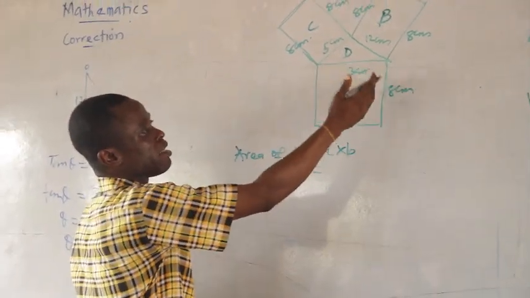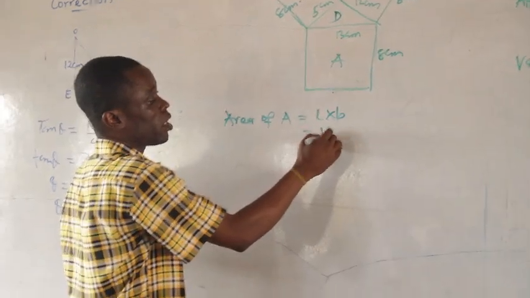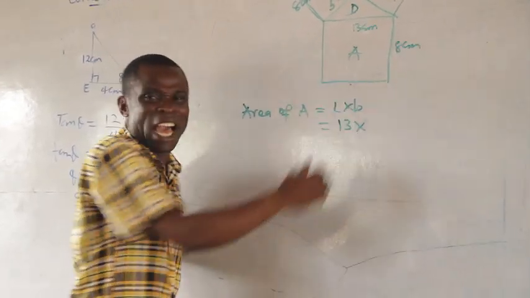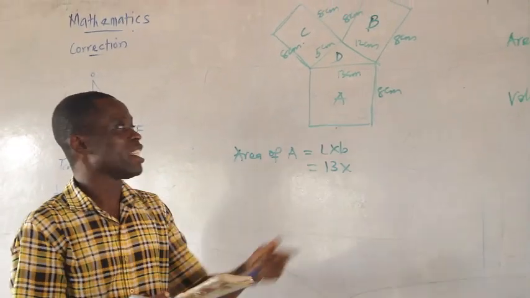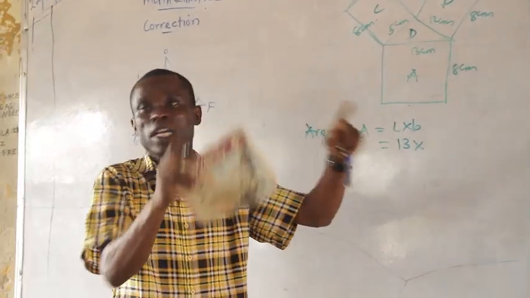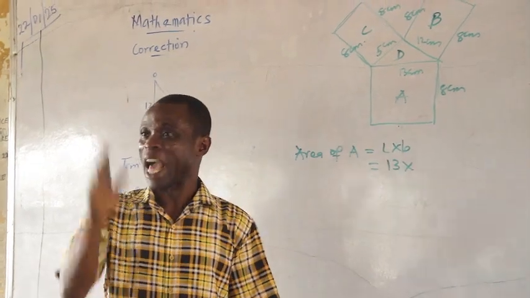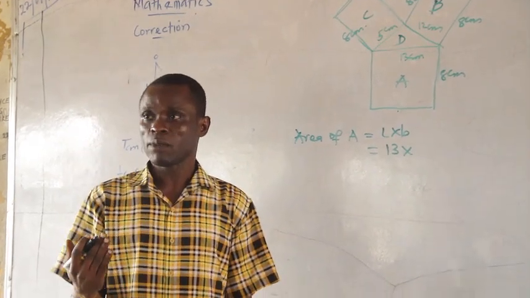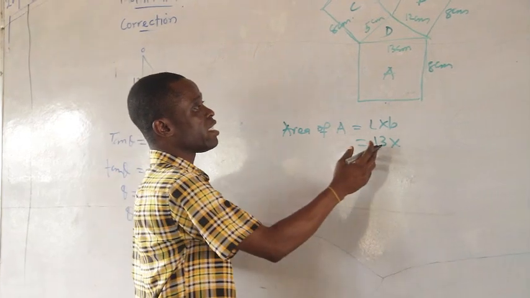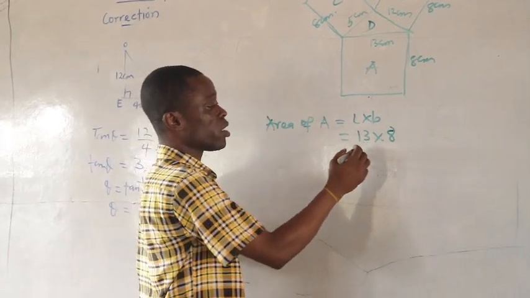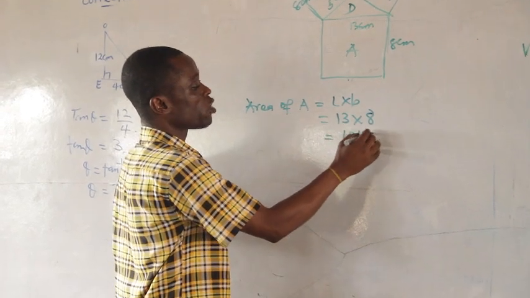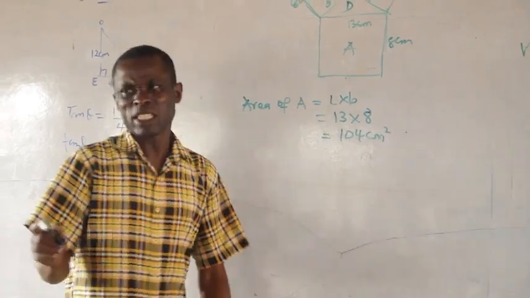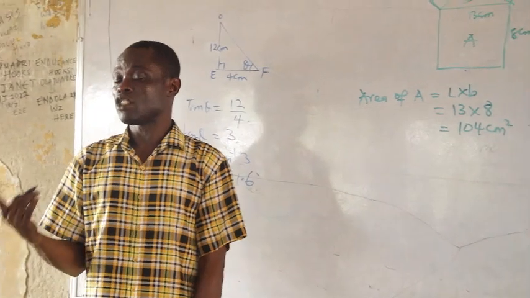But length here, I can say length is 13. And breadth is the height. Please listen. Look at this thing. This is a rectangle. By the time you bring all these rectangles together, this 8 will now become the height of that prism. Are you with me now? So 13 times 8 is what? What is 13 times 8? 104 centimeter square. So that is how to find area of that rectangle.